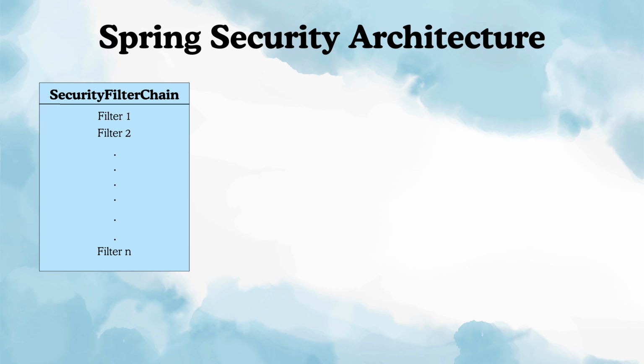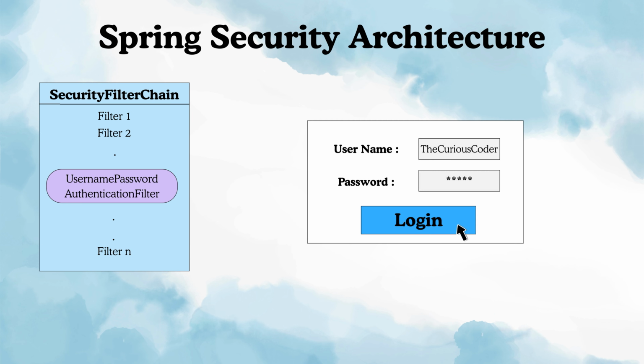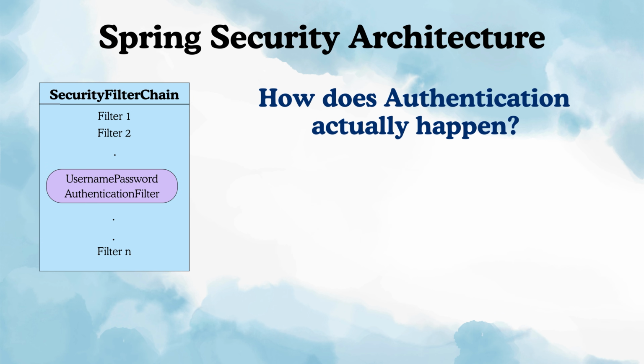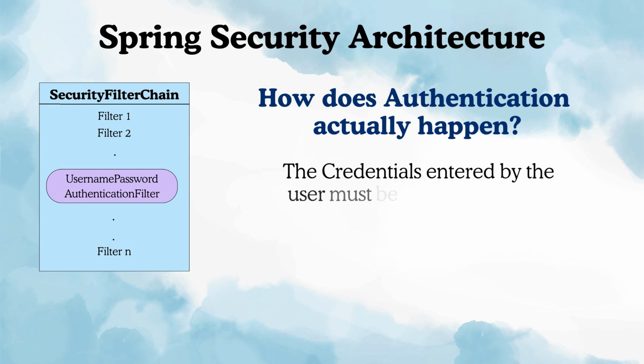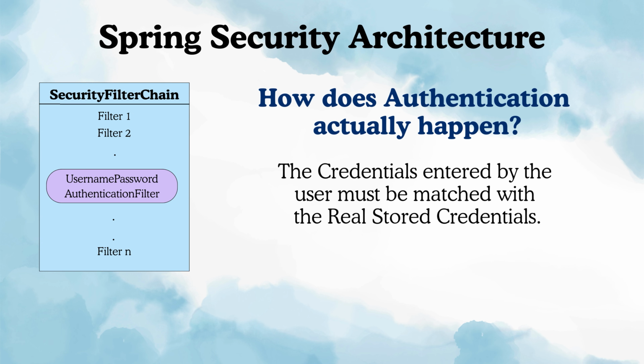For form-based authentication, the filter that comes into play is the username password authentication filter. So when you enter username, password and click on login, the request never directly goes to your controller. It first comes to the username password authentication filter. Now the big question: how does authentication actually happen? Authentication means that the credentials entered by the user must be matched with the real credentials, right? So yes, the username and password you entered must be compared with the actual stored credentials.